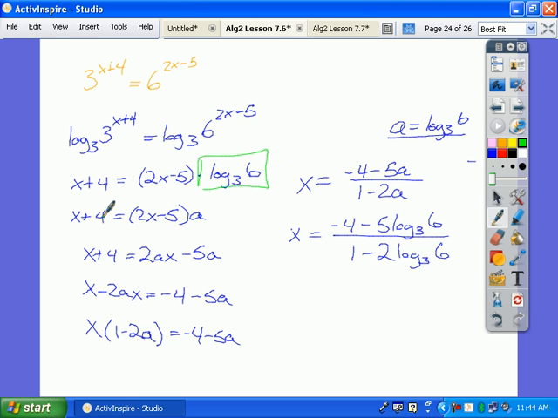Here's the distribution. Here I bring over the x terms. Here I bring over the constant terms. And here I divide by what is essentially the coefficient of the x. Here I divide by the coefficient, and I get out what x equals. Okay? And so we'll use this to segue into our lesson on section 7.7.